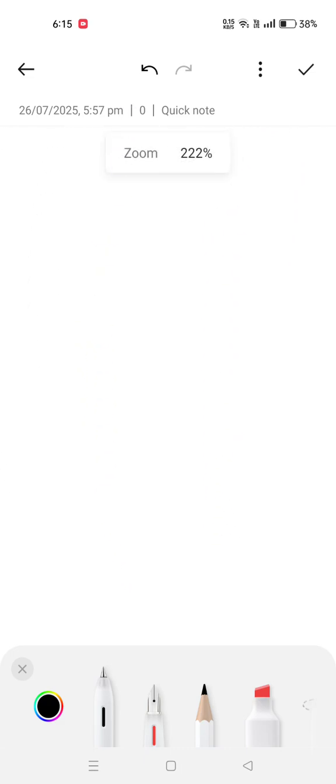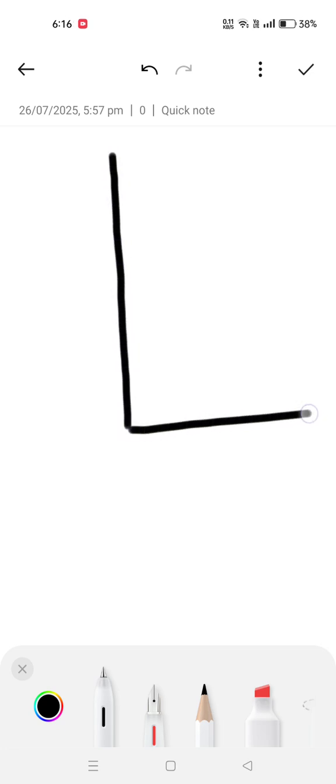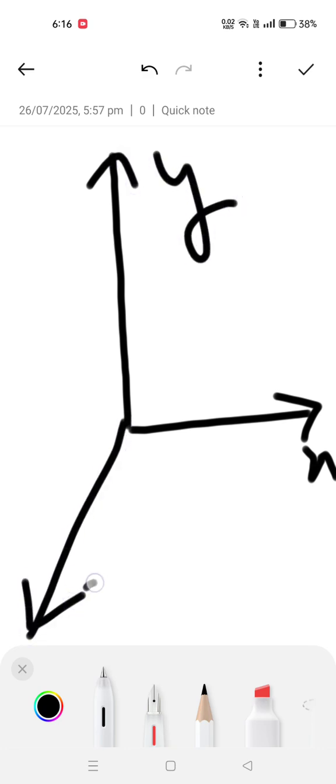Next we have unit vector, which I already explained, but one important thing to note is this is the x-axis, which you all know, this is the y-axis, and this is the z-axis.